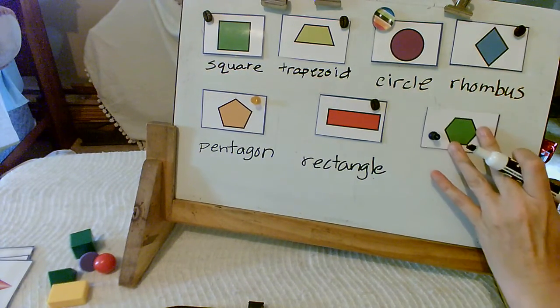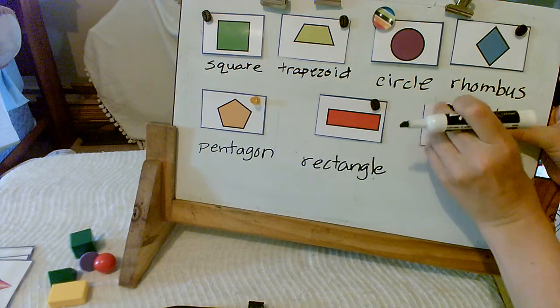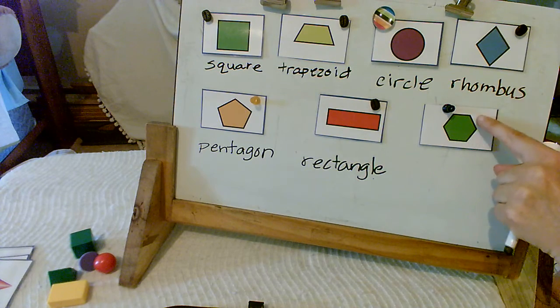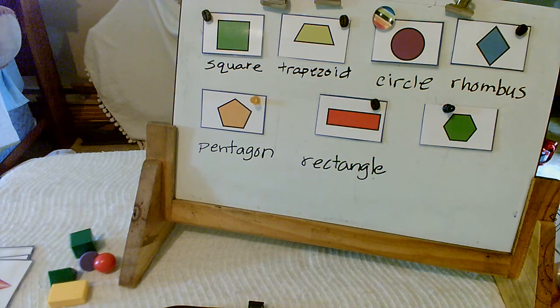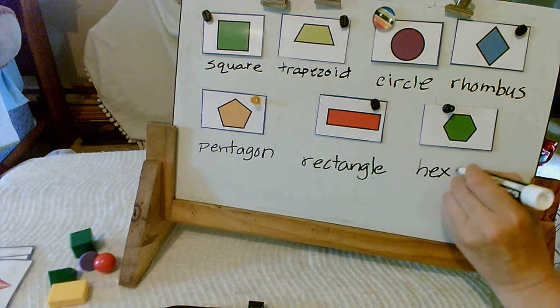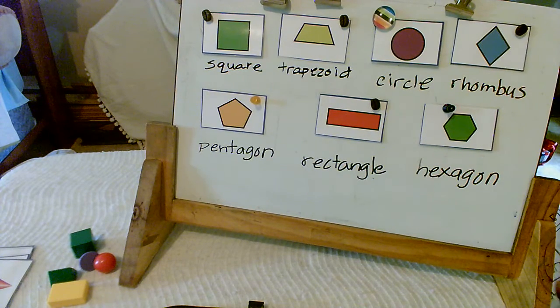Does anybody know the name of this shape? This shape has 1, 2, 3, 4, 5, 6 sides. What is the name for a 6-sided shape? It's called a hexagon. A hexagon has 6 sides.